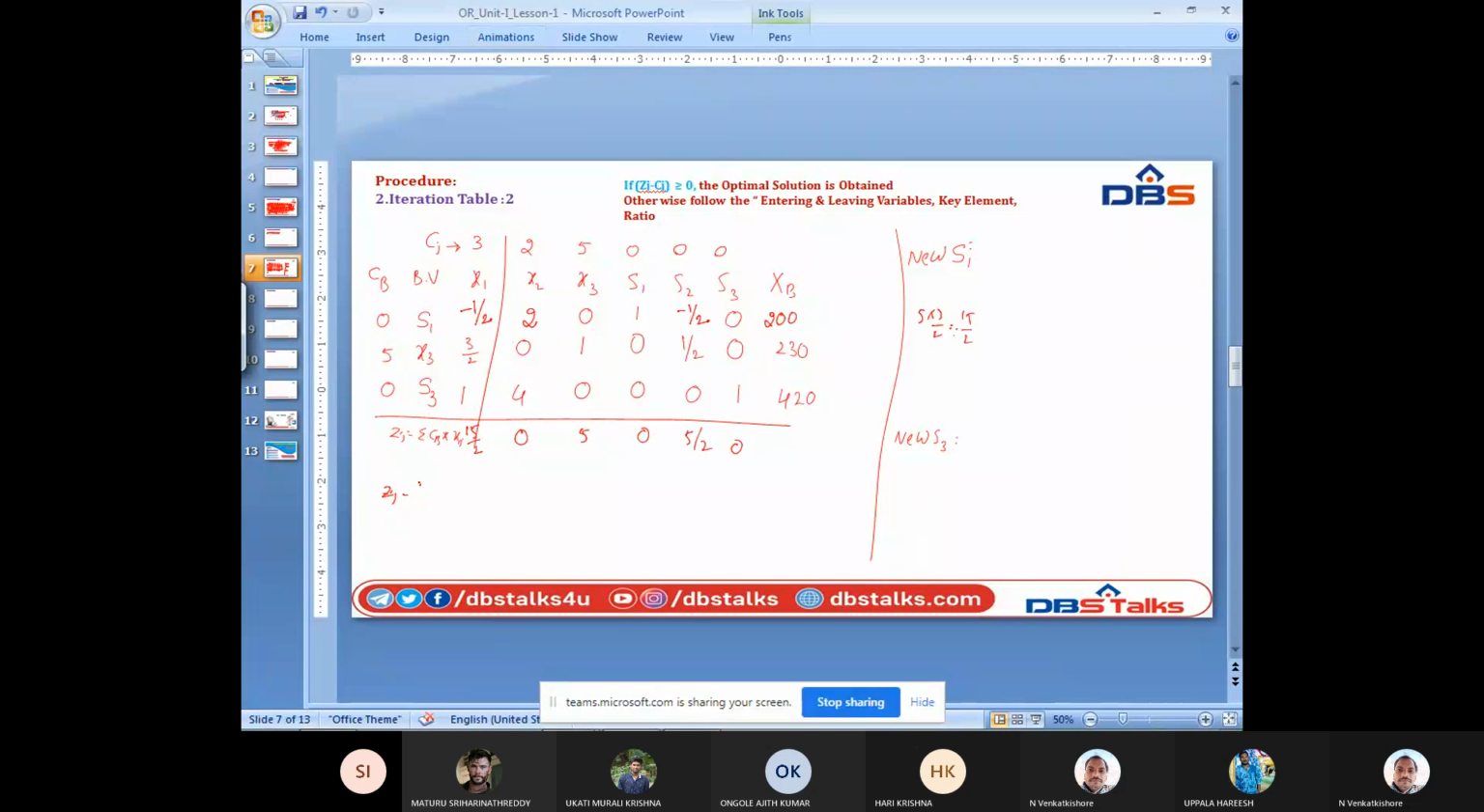And Zj minus Cj, that means 15 by 2, 15 by 2 minus 3. That means 15 by 2 minus 3, 6, that is 9 by 2, and this is minus 2, 0, 0, 5 by 2, and this is 0. So here only the negative is minus 2, and at the same time it is also the most negative value. Only one is there.